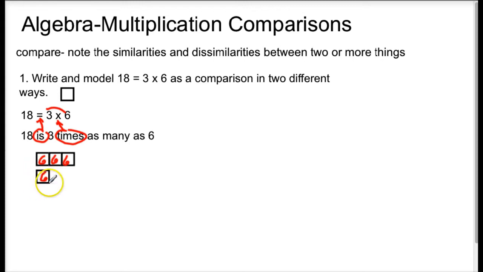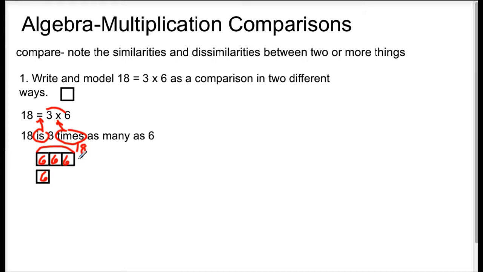So this shows that 18 equals 3 times 6. This 6 is by itself. These 6's represent 3 times this 6 that's by itself. And when we look at these 6's on the top row all together, that is how we are seeing that those 3 6's equal 18. Now we're going to do that again and show it in a different way.